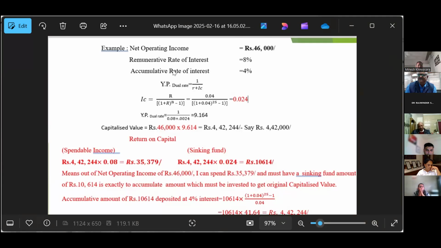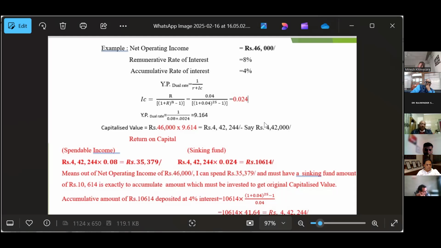Here, Vipin Gupta sir, YP dual rate, you know the formula is 1 upon R plus IC. And for IC, you know the formula is capital R over 1 plus R to the power n minus 1. So IC comes out to be 0.024. And YP dual rate comes out to be 1 upon 0.08 plus 0.024, which is 9.614. See here, capitalized value will be 46,000 into 9.614, which is 4,42,244. So value comes out to be 4,42,000.